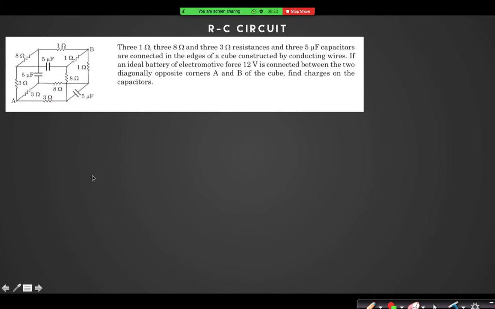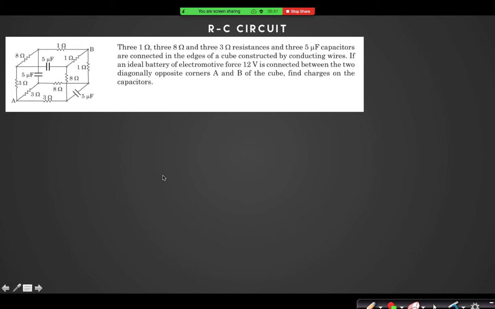In steady state, what we can do, we can open those capacitors, right? 3 capacitors we will open. Sir, 40 microcoulomb. Yes, 40 microcoulomb will be the answer. Look, in steady state, all these capacitors will be opened. So I can just open these 3 branches.